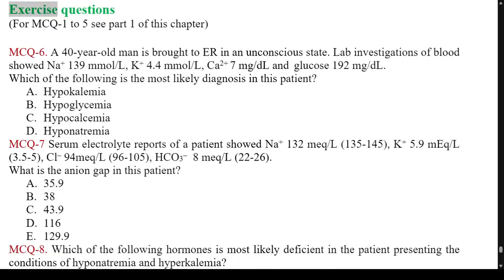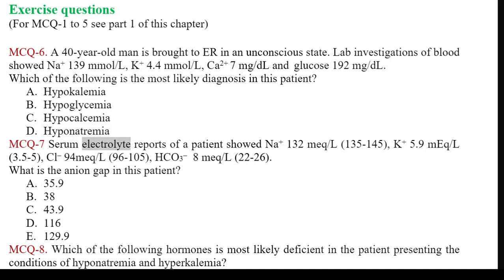References. Exercise questions. For MCQ 1 to 5, see Part 1 of this chapter. MCQ 6. A 40-year-old man is brought to ER in an unconscious state. Lab investigations of blood showed Na+ 139 mol/L, K+ 4.4 mol/L, Ca2+ 7 mg/dl and glucose 192 mg/dl. Which of the following is the most likely diagnosis in this patient? Hypokalemia, hypoglycemia, hypocalcemia, hyponatremia.